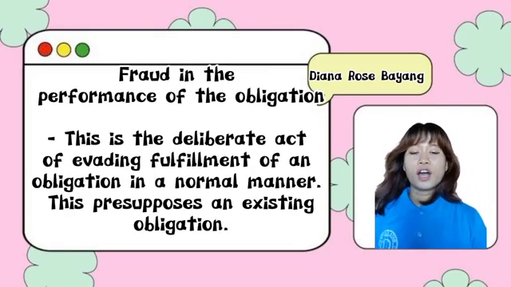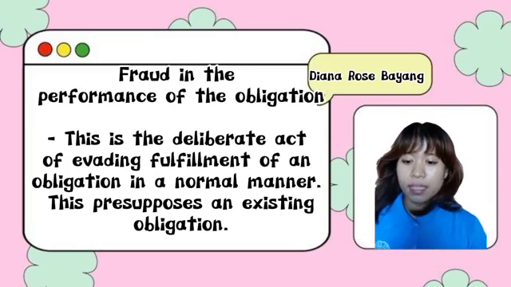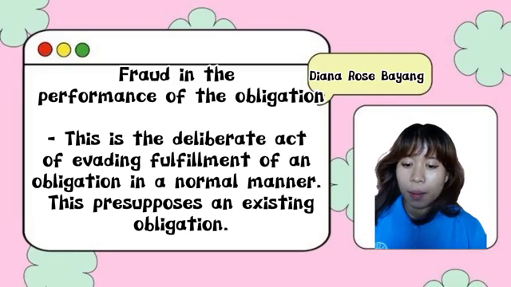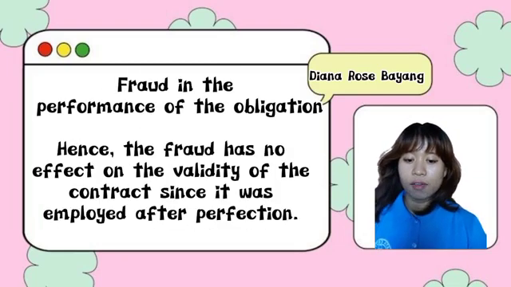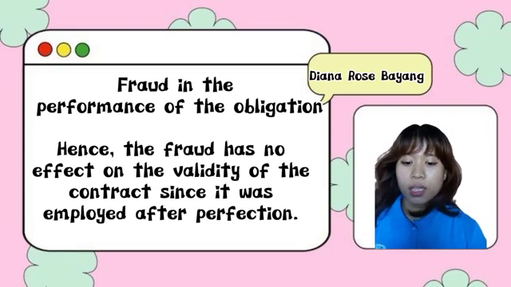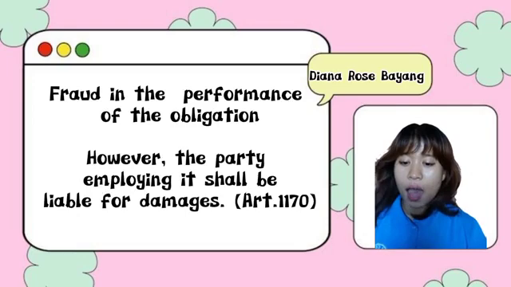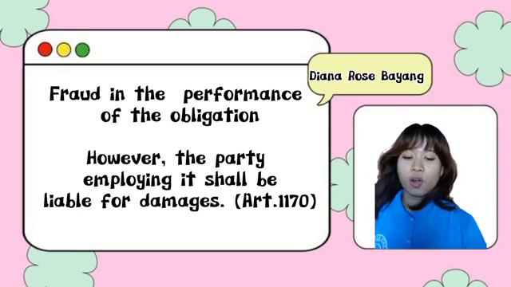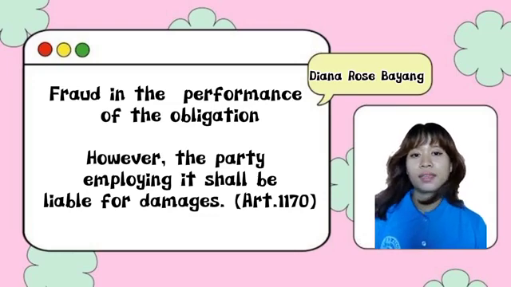Next is fraud in the performance of the obligation. So, the meaning of this is the deliberate act of evading fulfillment of an obligation in a normal manner. This presupposes an existing obligation. Hence, the fraud has no effect on the validity of the contract since it was employed after perfection. However, the party employing it shall be liable for damages according to Article 1170.